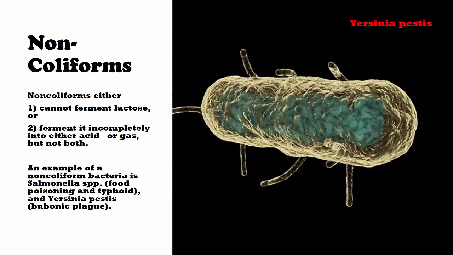Non-coliforms either cannot ferment lactose or ferment it incompletely into either an acid or a gas, but not both. An example of a non-coliform bacteria is Salmonella. Salmonella can cause food poisoning and typhoid. One type of non-coliform bacteria is the Yersinia pestis, which is known to cause the bubonic plague.